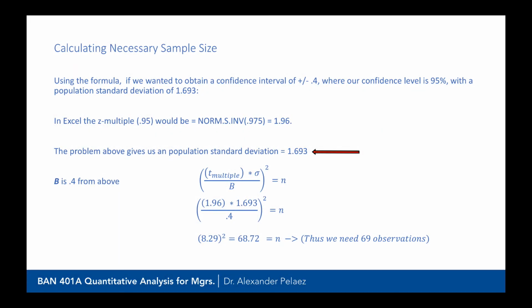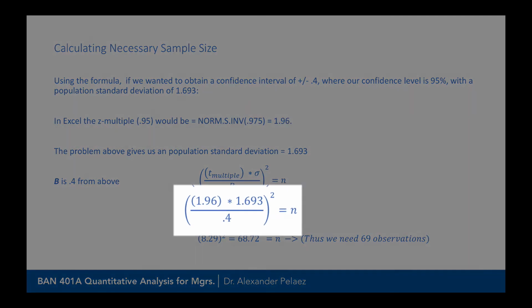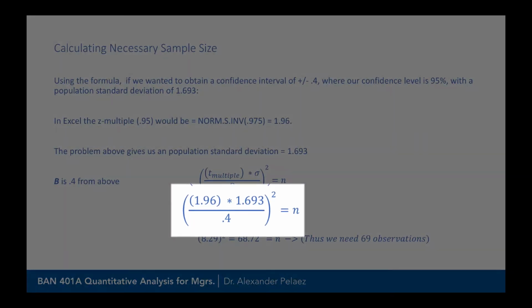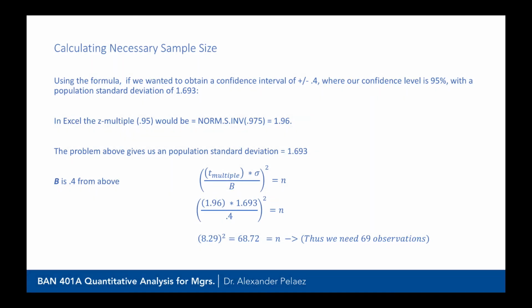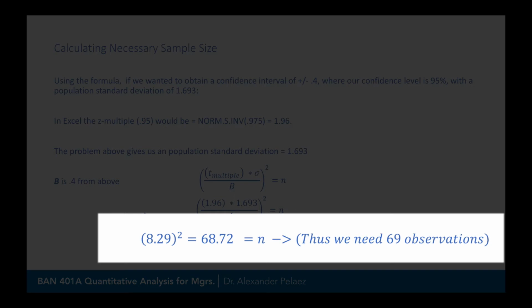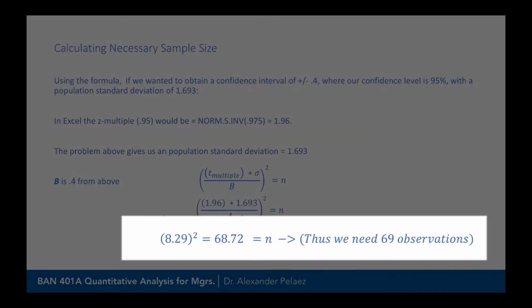And our problem statement gave us a population standard deviation estimate of 1.693. So b being 0.4 from above, we can replace the values into the formula. And we get 1.96 times 1.693 divided by 0.4 and then square it. Solving for this, we end up with n equals 68.72. But since these are required samples, we can't really have a decimal, so we'll round it up to say we need 69 observations.